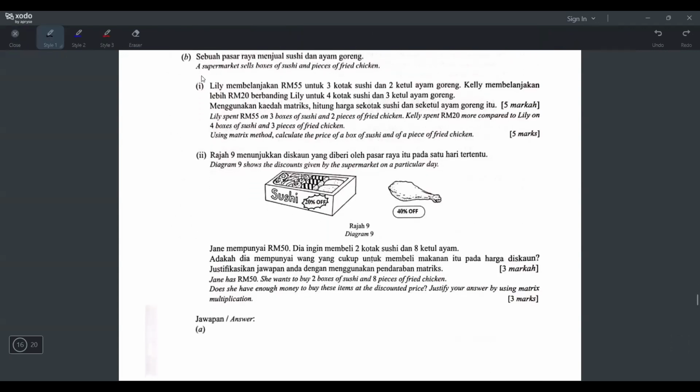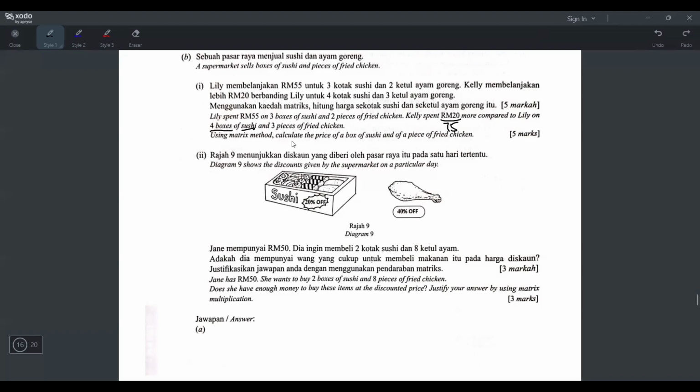Okay, let's do B. A supermarket sells boxes of sushi and pieces of fried chicken. So I can see from the diagram. Number 1, Lily spent 55 ringgit on 3 boxes of sushi and 2 pieces of fried chicken. Kelly spent 20 ringgit more. So Kelly spent how much? 75. 20 ringgit more, right? And she spent 75 on 4 boxes of sushi and 3 pieces of fried chicken. Okay, makes sense lah because she buys more boxes of sushi. Yang tadi dia beli 3 box sushi, 2 piece fried chicken. Tapi ini dia beli lagi banyak, 4 sushi and 3 fried chicken. So logic lah kalau dia kena spend lagi lebih banyak duit.